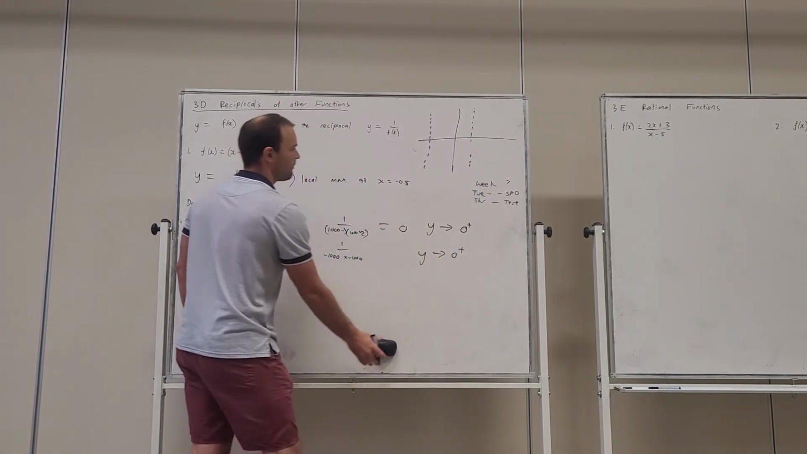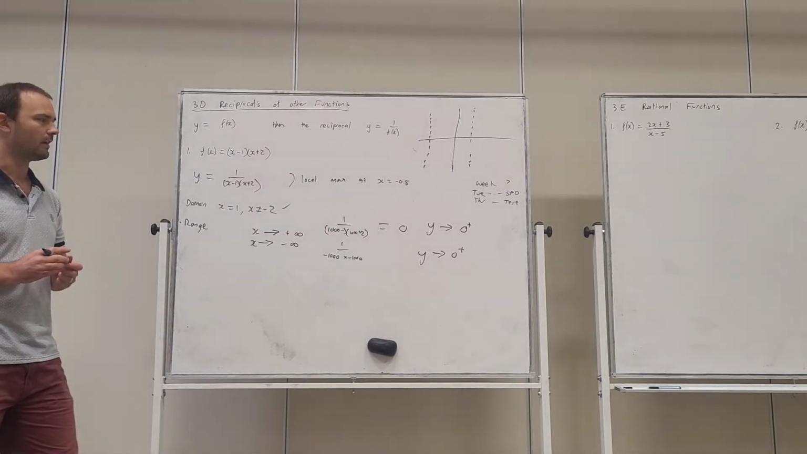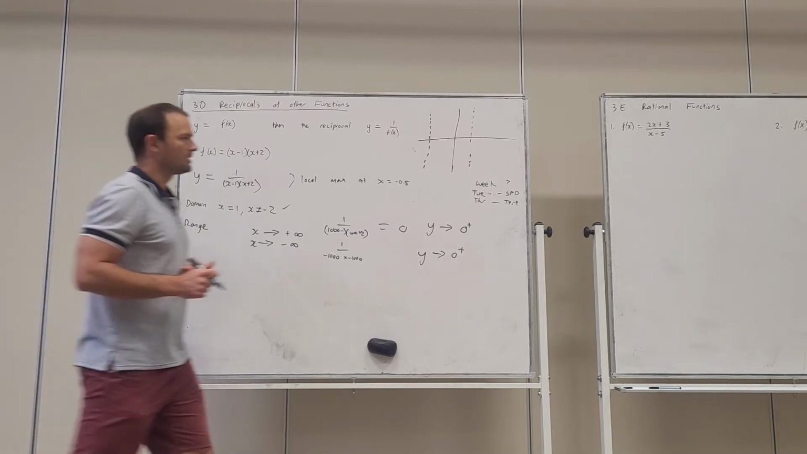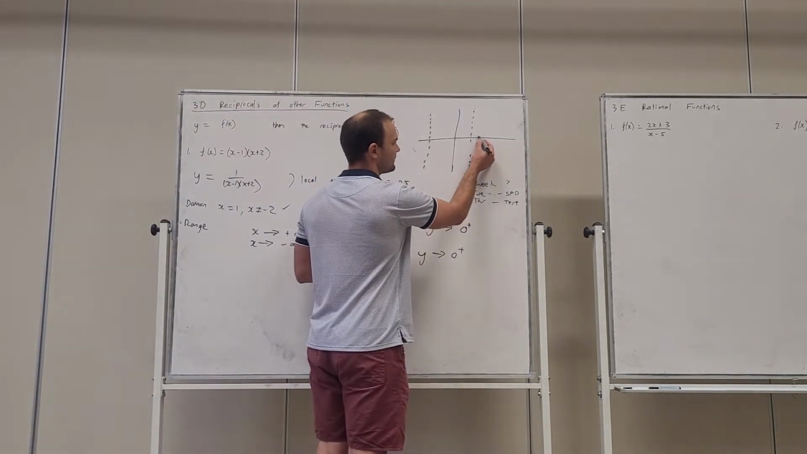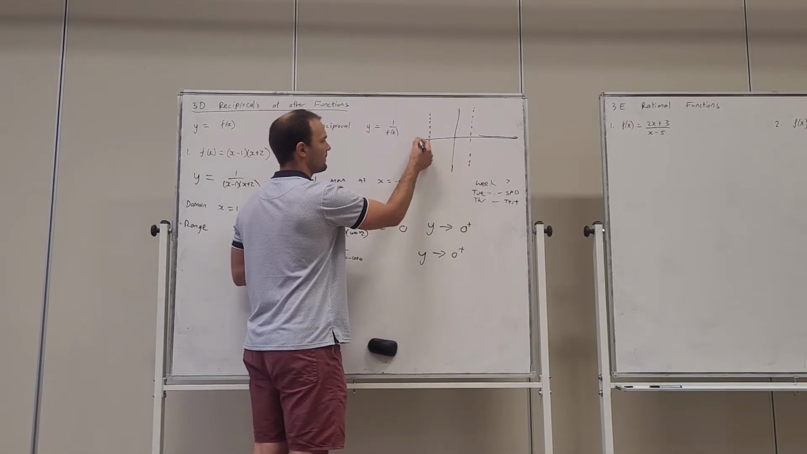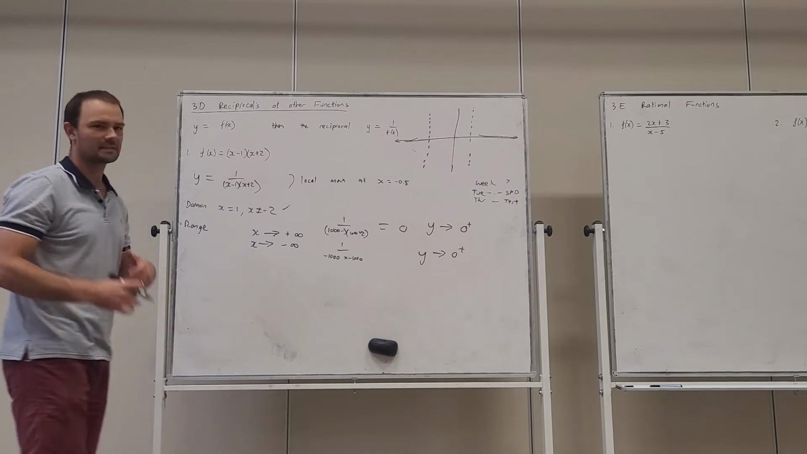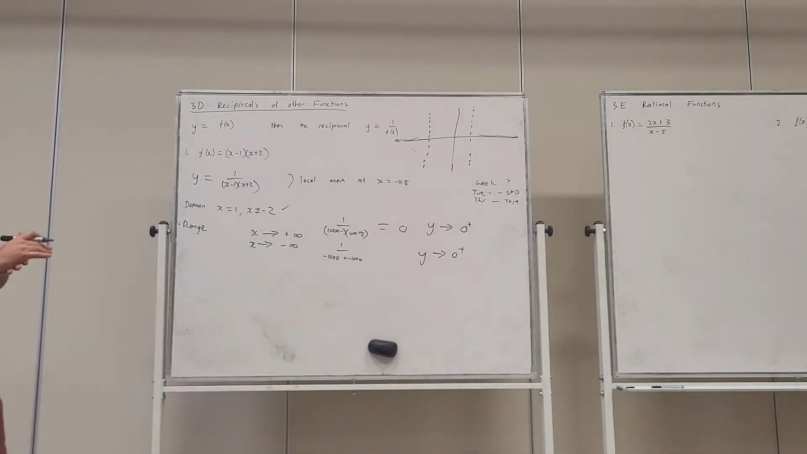We have a local max at x is minus 0.5. We won't put that on yet because we'll find the y value for that in a moment. But we do know that as x approaches infinity, it approaches 0 from the positive side, and the same here. As x approaches minus infinity, it approaches 0 from the positive side. So we've sketched a very little bit of the function there.